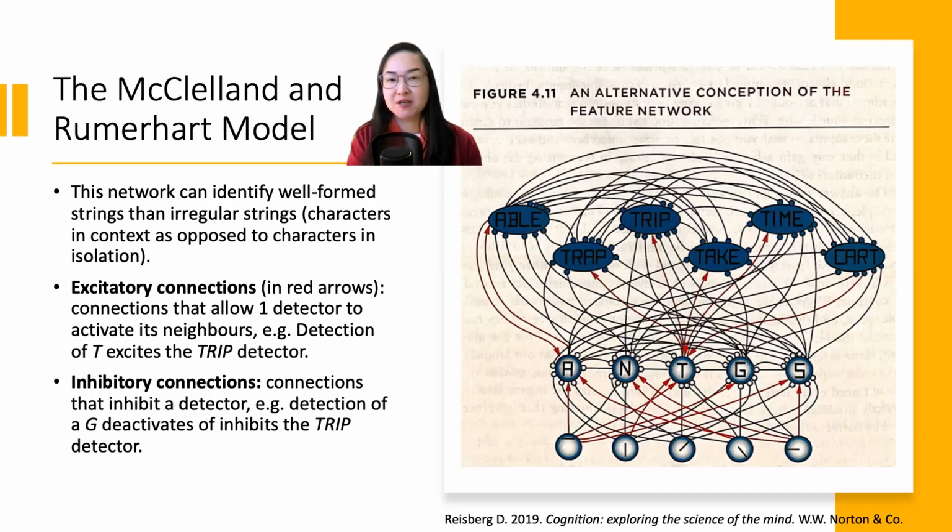Inhibitory connections are connections that inhibit a detector. For example, detection of G deactivates or inhibits the TRIP detector. On the right-hand side here, you can see a picture of an alternative conception of the network.